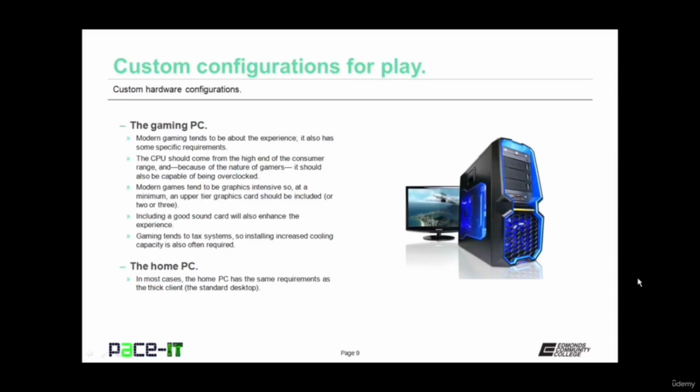Modern games tend to be very graphics intensive, so at the minimum, an upper tier graphics card should be included, or 2 or 3. Well, sound makes up part of the experience, so including a good sound card will enhance the gamer's enjoyment of the system. Gaming and gamers tend to tax the PC, and the harder you run it, the more heat that is generated. So installing increased cooling capacity is also often required. So how about the standard home PC? Well, in most cases, the home PC has the same requirements as the thick client from the work configuration.